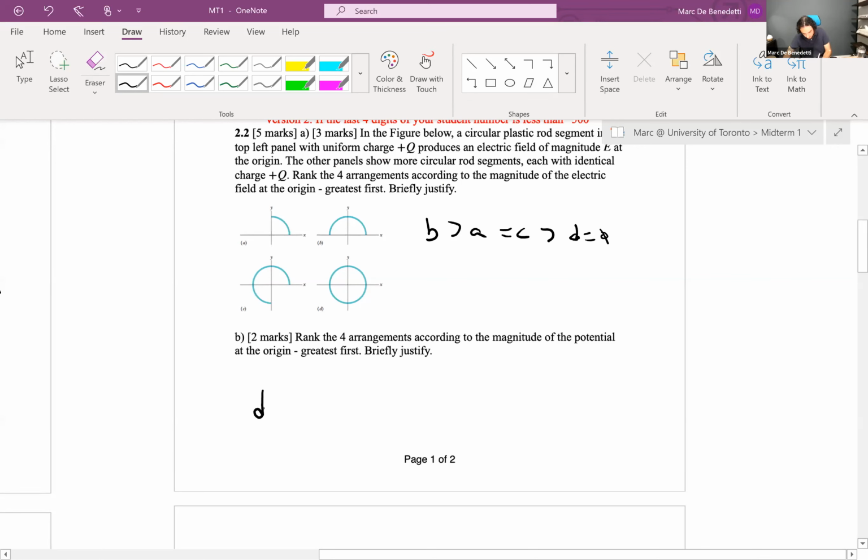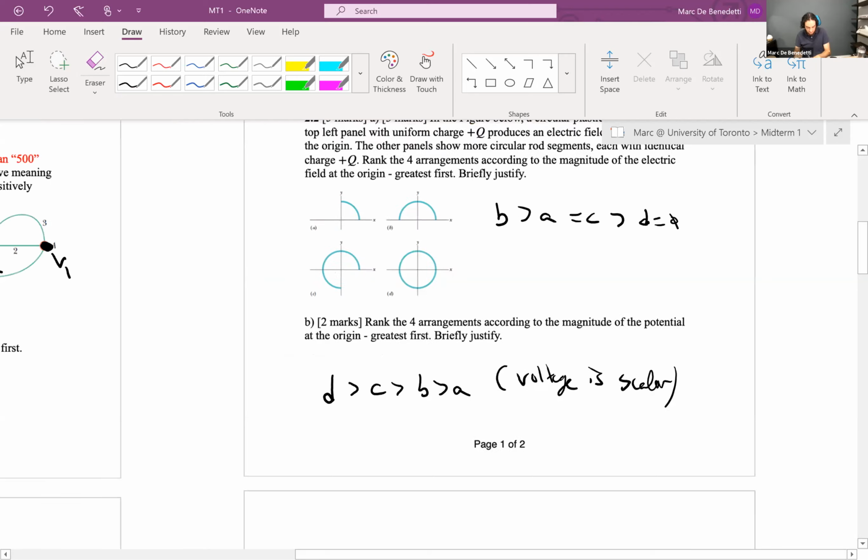So voltage, the more positive charge you have surrounding the origin, the more voltage there is. So this is simply D bigger than C, bigger than B, bigger than A. And here I would just say voltage is scalar. Okay, so that's that.